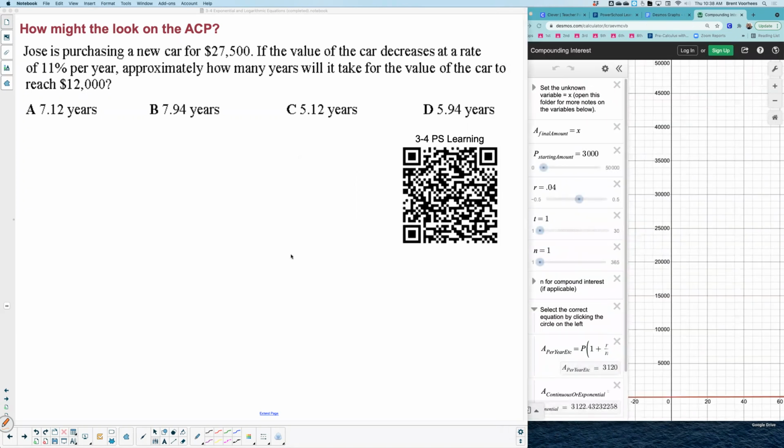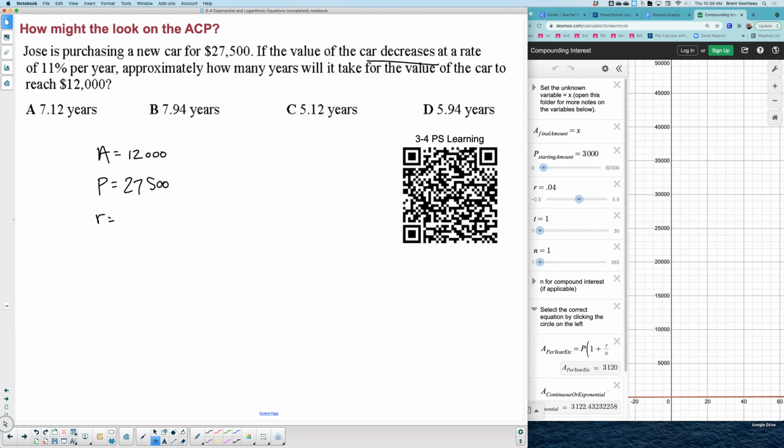And from here, I'm going to write down each of the values. So my A is the final amount, which in this case, it did give me the A. We're purchasing a car for $27,500, but we want to know how long it takes for the value to decrease to $12,000. That's the final amount. The starting amount on this particular problem is $27,500. The rate, it says it's decreasing. So decreases means it's going to have a negative rate. And it's decreasing 11%, which is 11 divided by 100.